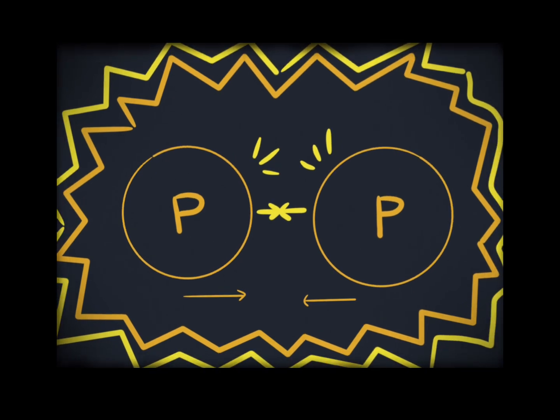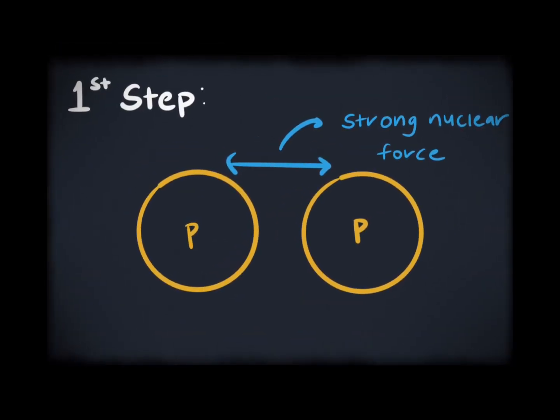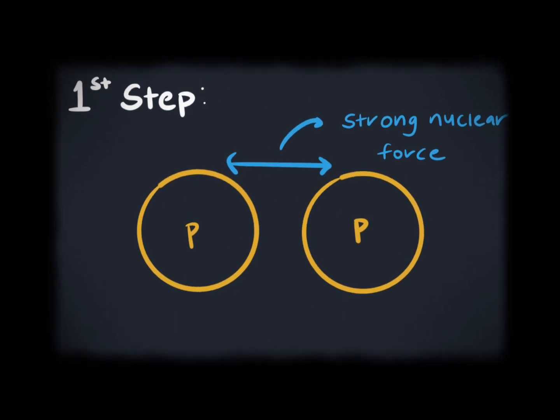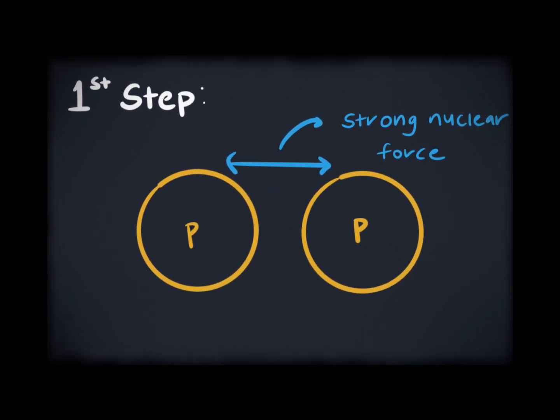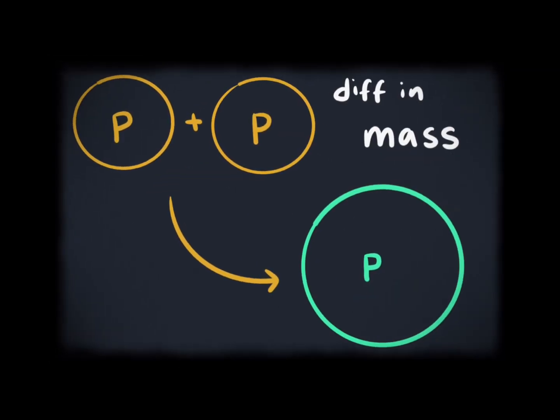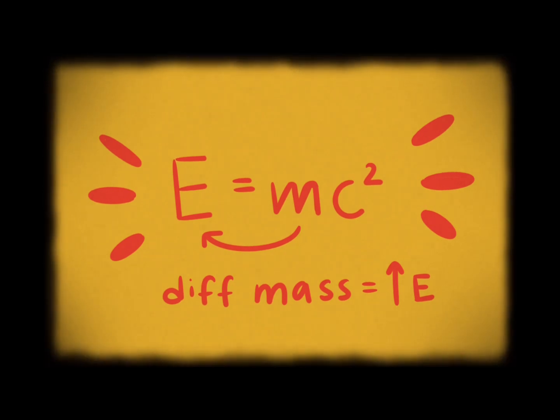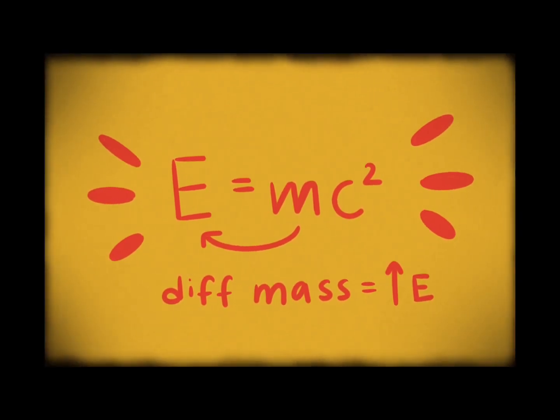In the case of stars, their high core temperatures allow the nuclei of hydrogen atoms to collide with enough energy to overcome the electromagnetic repulsion between them, leading to the strong nuclear force taking over and fusing the 2 nuclei. This process releases energy because the total mass of the resulting single nucleus is less than the mass of the two original nuclei. The leftover mass is converted to energy, as stated by Einstein's equation E equals mc squared.